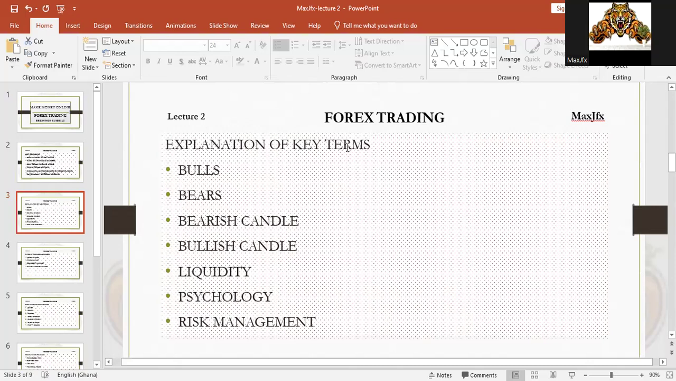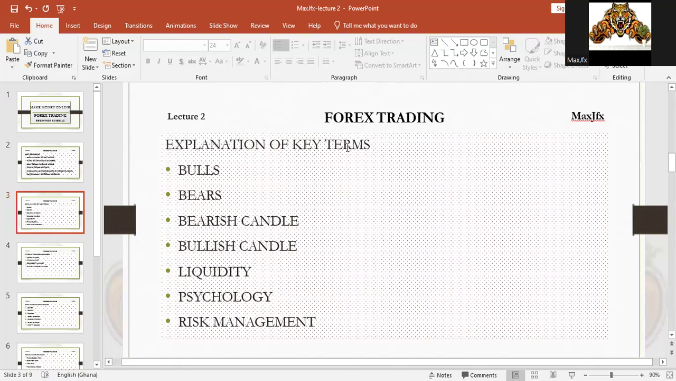And a bearish candle represents the number of sellers in a particular time frame. And a bullish candle also represents the number or amount of buyers in a particular time frame.